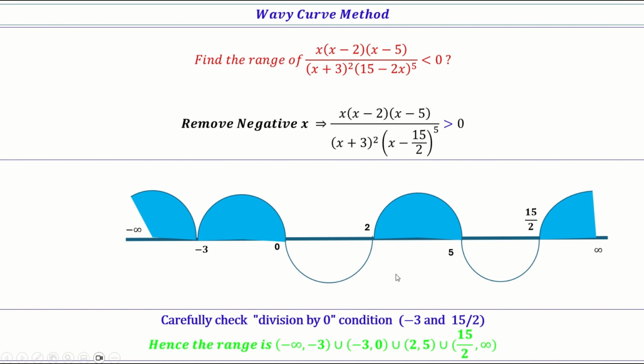Union with 2 to 5. Okay, 2 to 5 non-inclusive because I have only greater than basically, not the equal to condition. Union with 15/2 to infinity. And here also 15/2 should not be included, so it is not a square bracket. So this is my range for this inequality. This is the solution set or range, whatever you call it. Next.